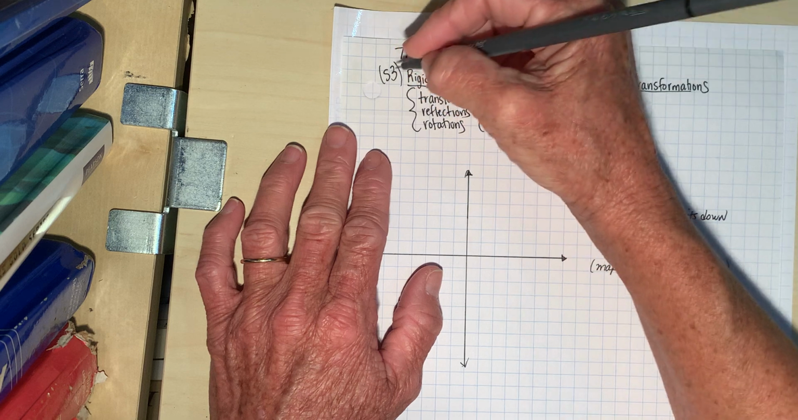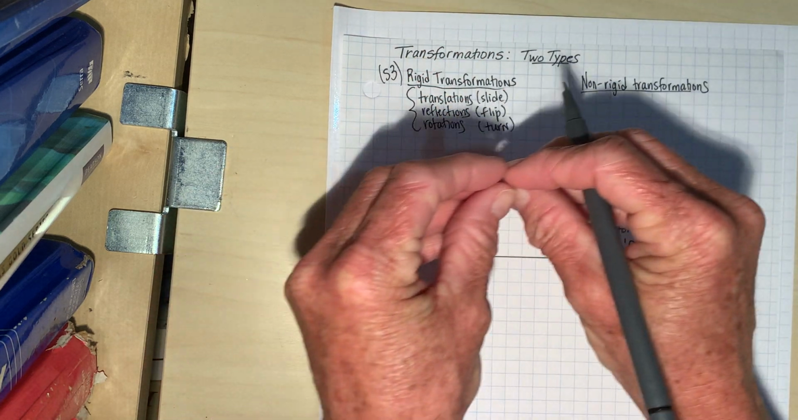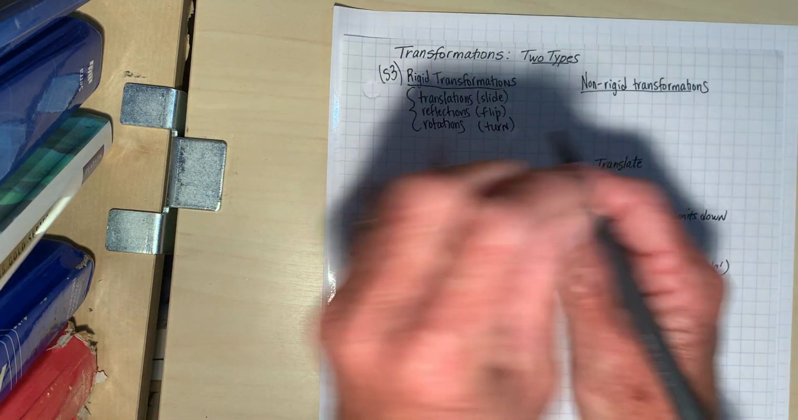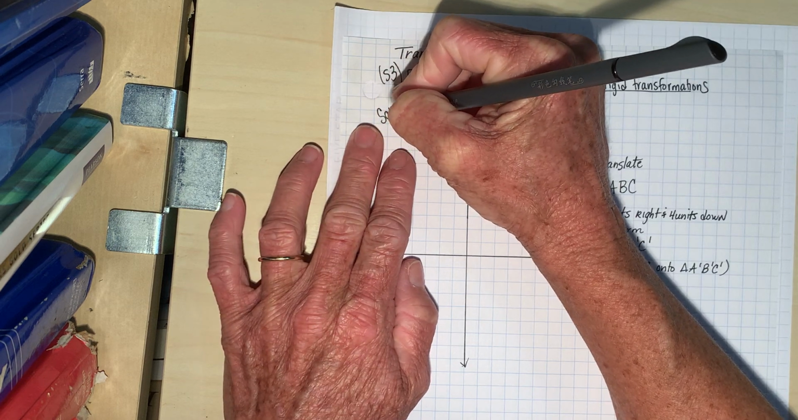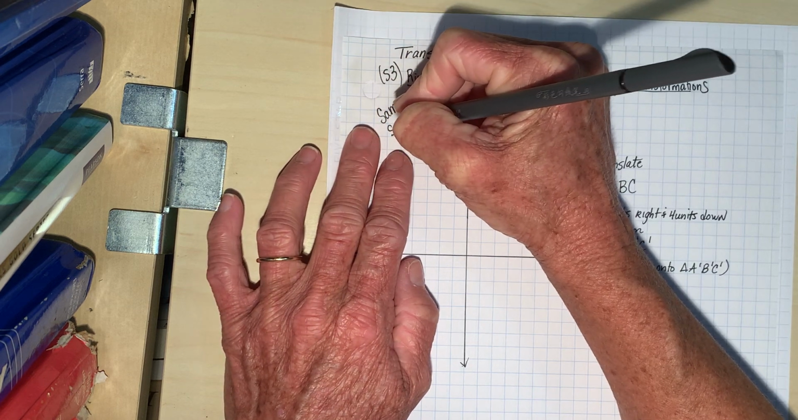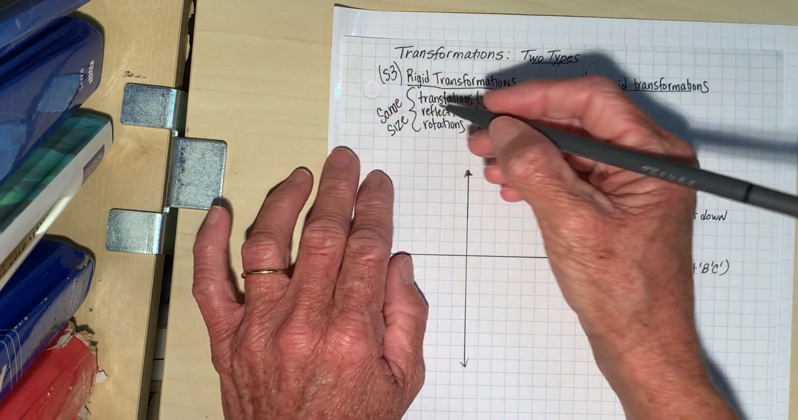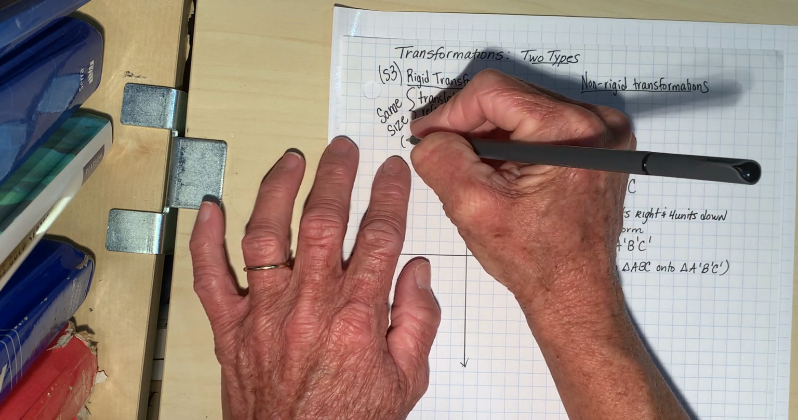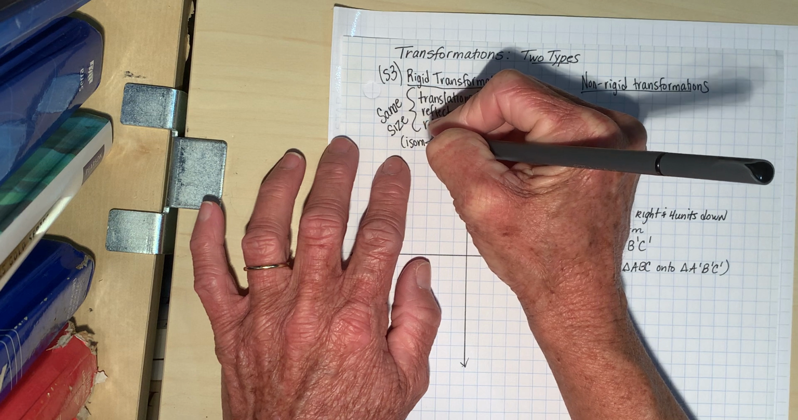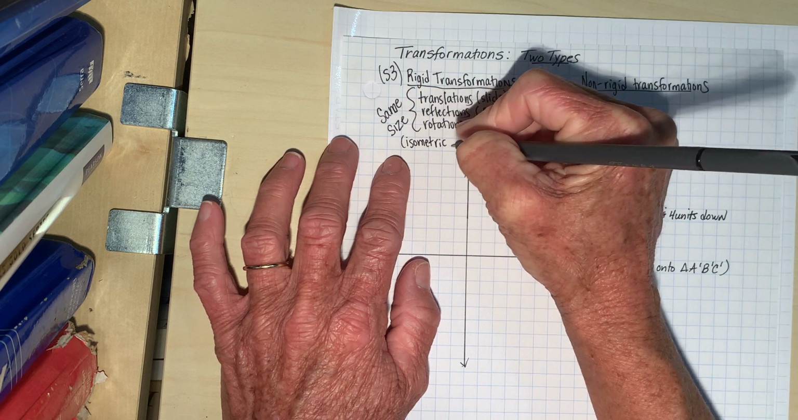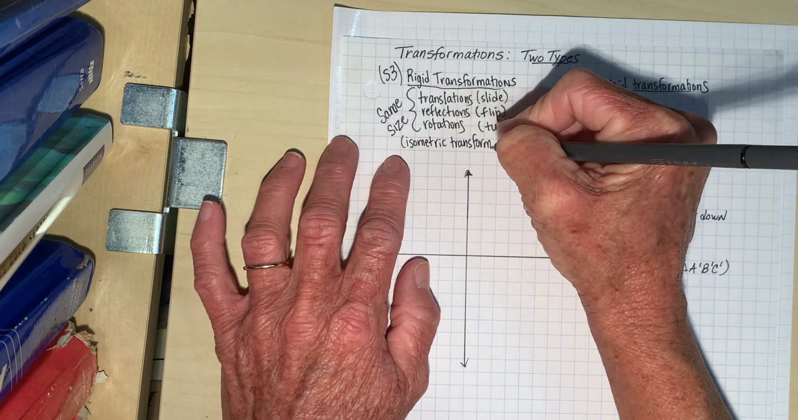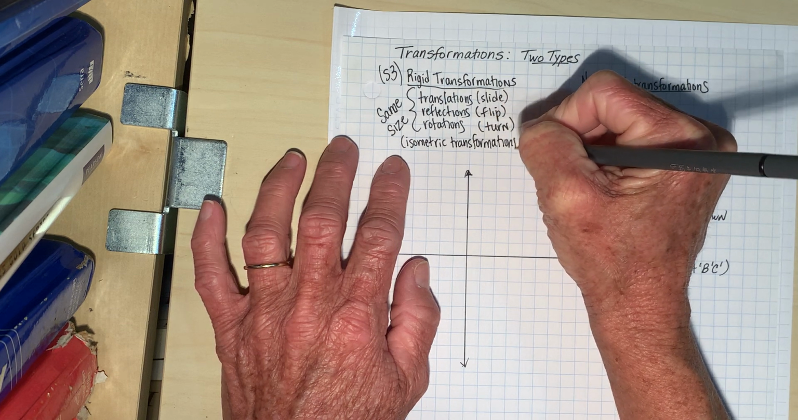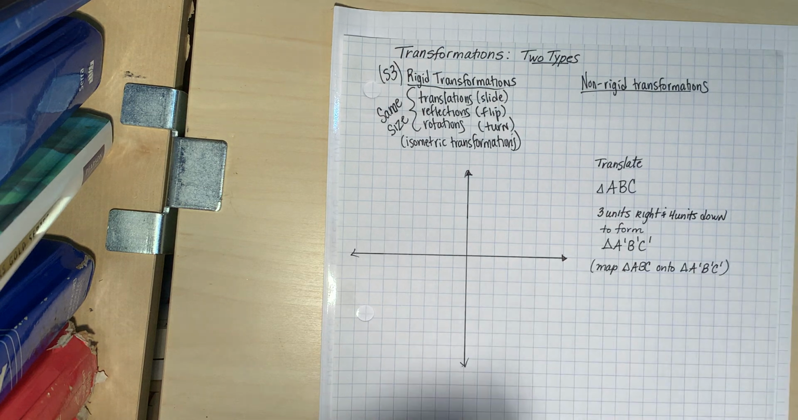You'll start with the shape and you're going to move it or spin it or flip it, and when you're finished, the shape will have the same size. It's not going to change. It's just going to get moved. We also call these isometric transformations. An isometric transformation is one that preserves the size of the shape that you're working with.